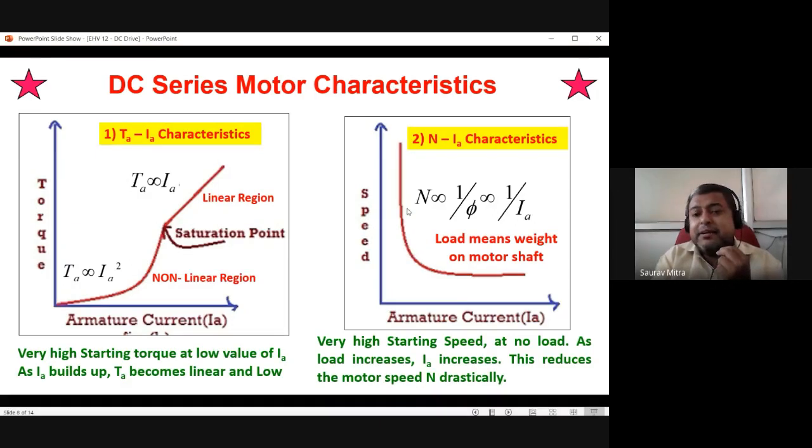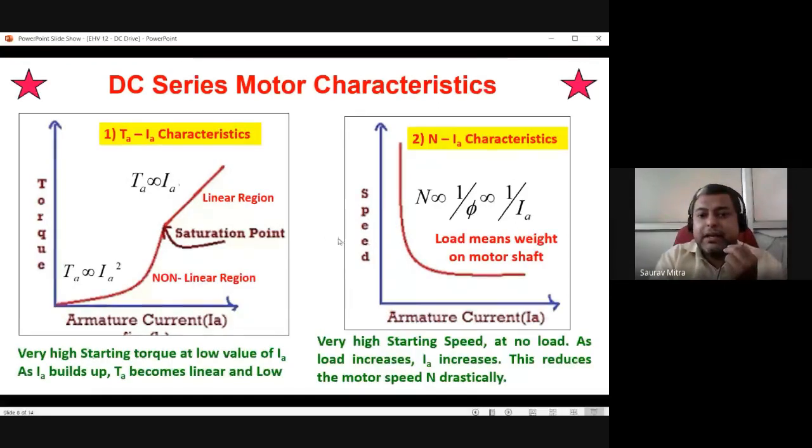N is directly proportional to 1 by phi, and N is directly proportional to 1 by Ia. So as armature current increases, you will find the speed of the motor reduces and stabilizes at a certain value. One very important thing you can see here: as N is inversely proportional to Ia, initially when the armature current is very less, the speed of the motor is dangerously high. Because the motor has started with no load. What is meant by load on the motor? Load is nothing but whatever weight we put on the motor shaft, whatever weight we want the motor to rotate, that is called load.